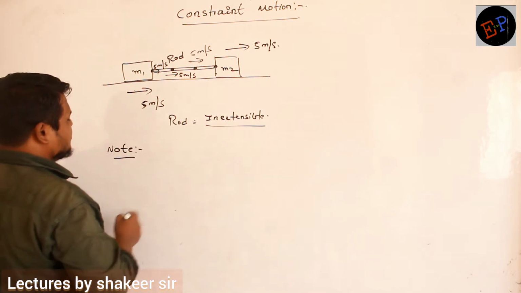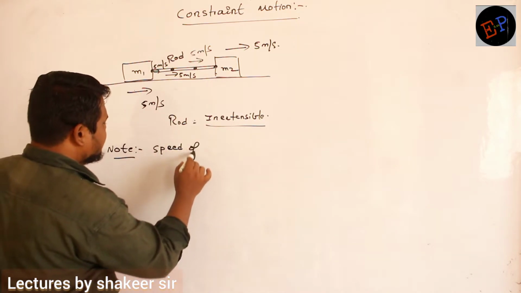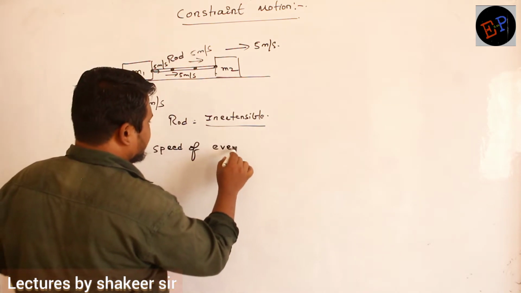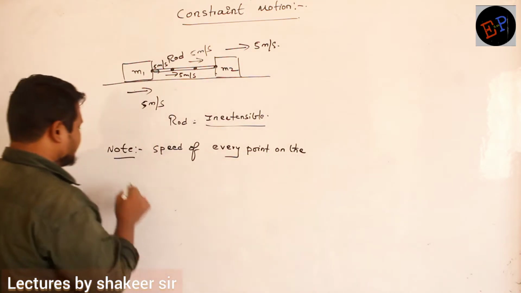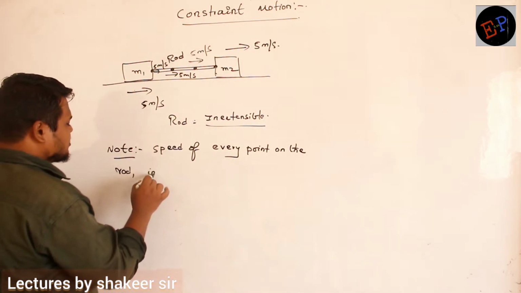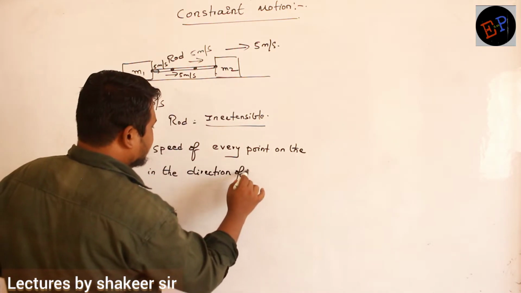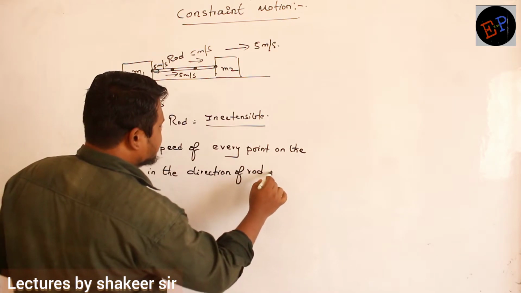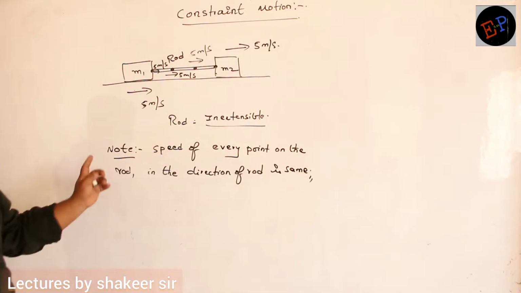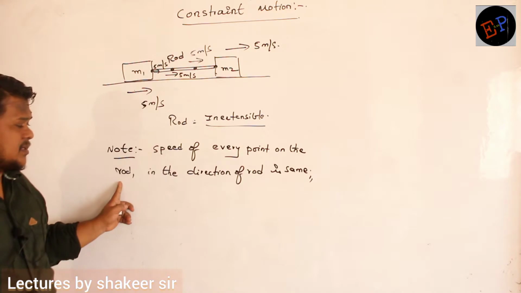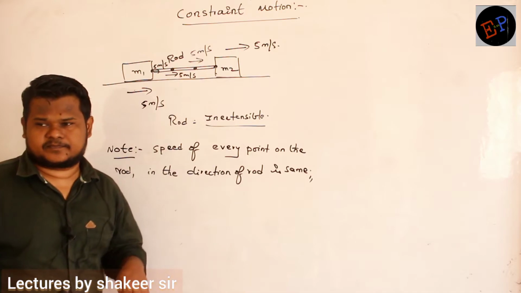Clear ma? So instead of velocity I will write a speed. Speed of every point on the rod in the direction of rod is same. Can I say like this now? Clear? Speed of every point on the rod. In which direction? In the direction of rod only. It is same. Are you able to understand?